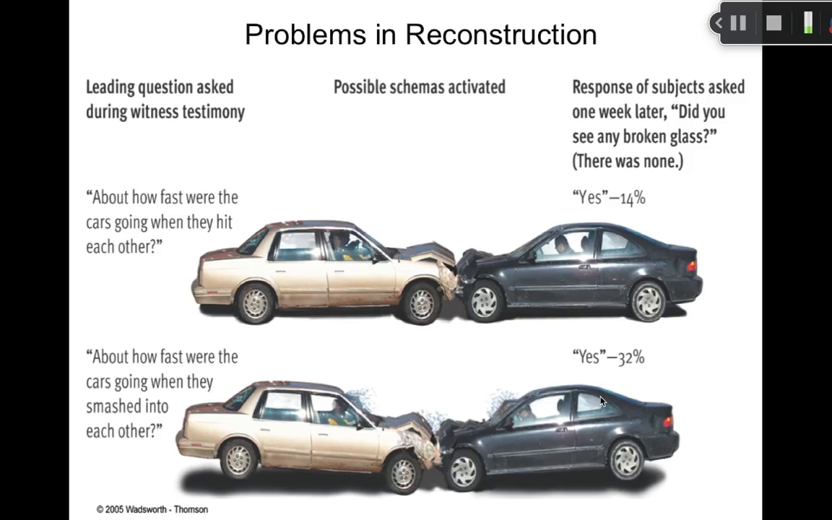And since it's an experiment, you could ask, why do you see that difference in recall? Well, it's because of the difference in the words used in the leading question, hit versus smash. When cars hit each other, we have a schema associated with that. We also have a schema for when cars smash into each other. So those leading questions, those single words, activated schemas that skewed the memory in their direction.